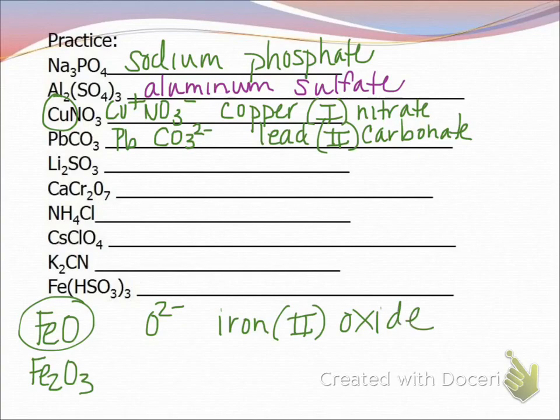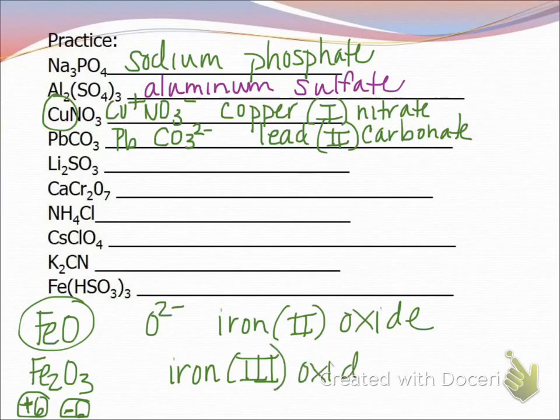But in the second compound, it took 3 and 2. So if I have 3 total oxygen at a -2, my total charge is a -6. So that means I have to have this side also be a +6. So the fact that it took 2 of them means that I've got iron 3. Because 6 divided by 2 is 3. So this one would be iron 3 oxide, which is rust. When you see rust on iron, that's what it is. It's iron 3 oxide. Okay? All right.